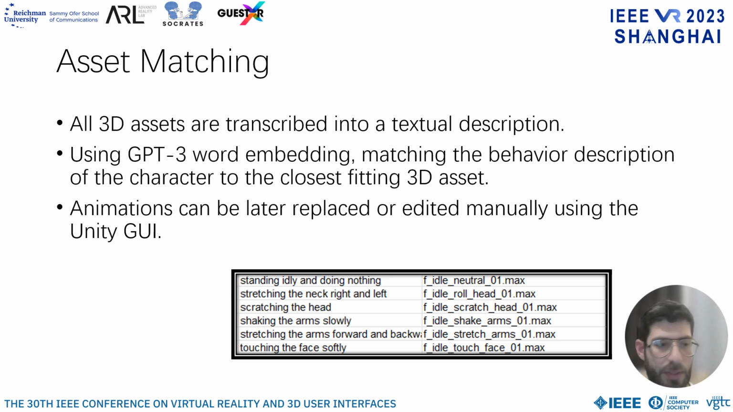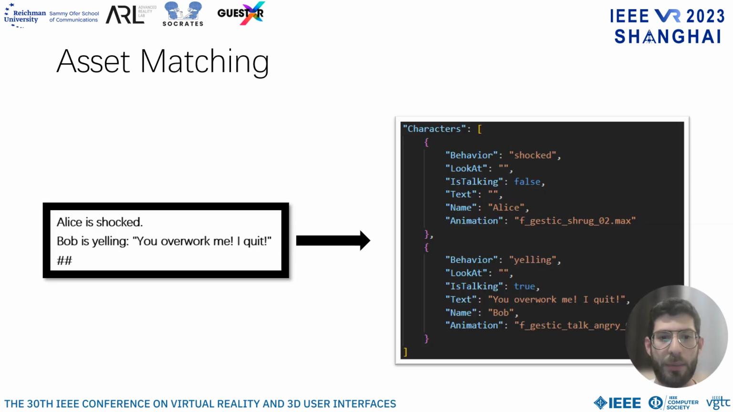Because sometimes there is not a 100% match between the animation you want and the animation provided, you can always manually change the animation that was chosen by GPT-3 and Inceptor using Unity. We'll see in a few seconds. For example, we had Alice shocked and Bob yelling. So for the shocked behavior, Inceptor chose shrug, and for the yelling animation, it chose the talk angry animation, which is quite fitting.